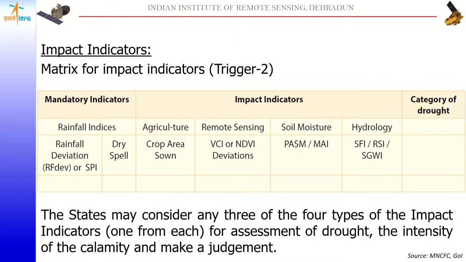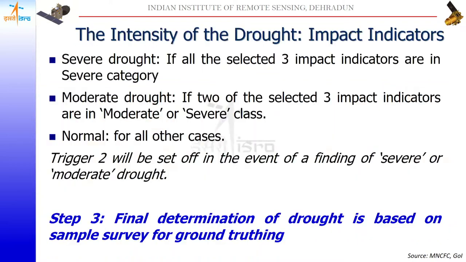And in the hydrology component, they are computing the stream flow index, the reservoir storage index, the surface and groundwater index, and many more. So a number of indices they are computing, and out of the 4 types of impact indicators, if 3 are categorized and define the severe to moderate kind of condition of drought, then ultimately the decision is based on the judgment of ground survey. So the intensity of drought from the impact indicator, as it is mentioned in the slide, is like severe drought, moderate drought or normal conditions.